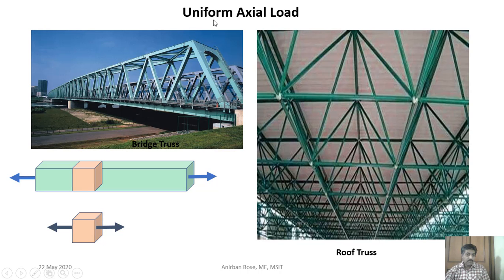Because of the uniform axial load, the nature of the normal stress is such that throughout the cross section, that means throughout this area, the magnitude of this normal stress is the same, and that is uniform. So uniform normal stress, tensile in nature, will be developed because of this tensile load. Similarly, if the load is compressive, then uniform compressive stress will be developed throughout the cross section.